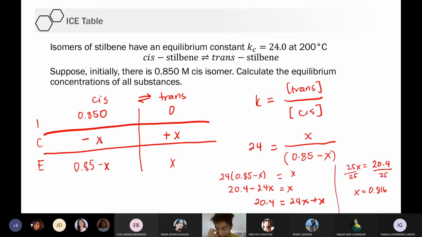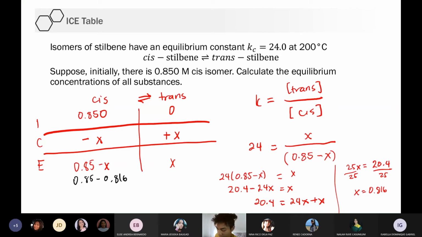No? We're not done yet. Ano ba tinatanong? Yung equilibrium concentration. What we were just able to solve is yung value lang ng x. How are we going to solve for the equilibrium concentration? You plug in the x dito sa ICE table natin. Okay? So, ipa-plug in mo yan dyan. So, yung 0.816, yun yung value ng x. So, we can now solve for the equilibrium concentration of cis. That will be 0.85 minus 0.816.